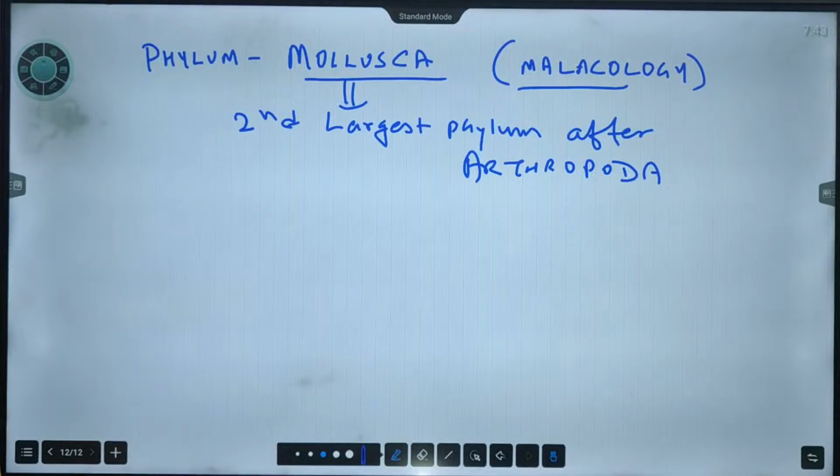Let them do their duty, we are going to do our duty, but ultimately whether it will happen is doubtful. Okay.